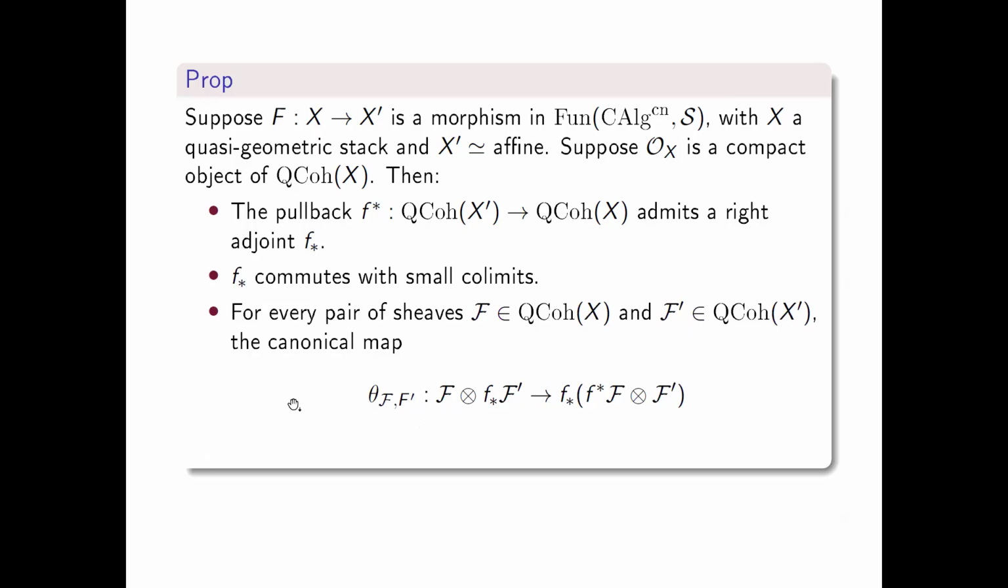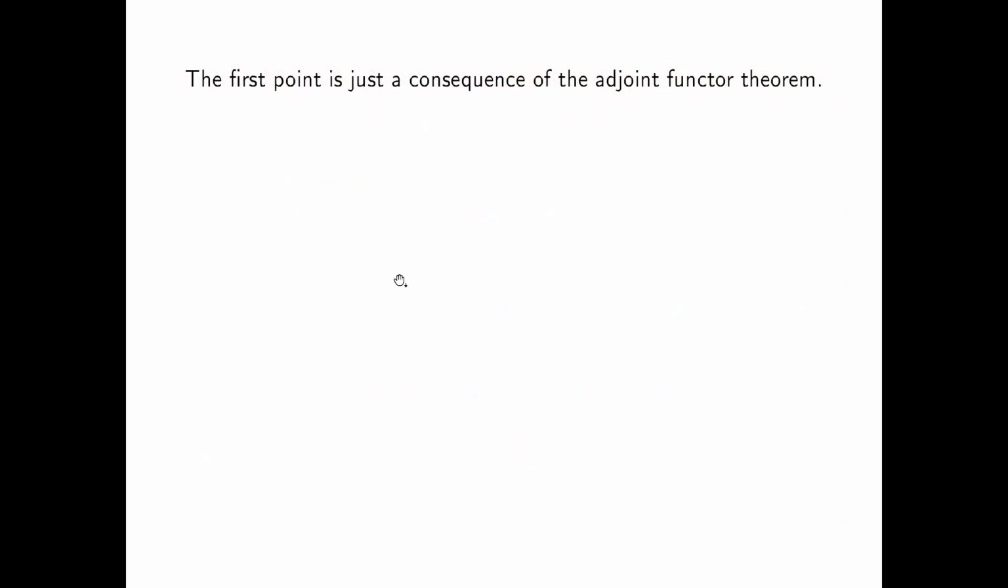Okay, so let me say it properly. The map theta goes from F tensor f lower star F' to f lower star applied to f upper star F tensor F'. Okay, it's bad notation. It is an equivalence in QCoh(X'). So we'll see the proof. For the first one I'm not going to do anything because it just follows from the adjoint functor theorem.